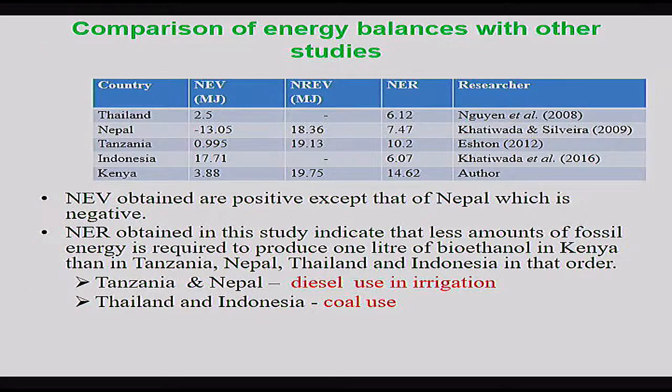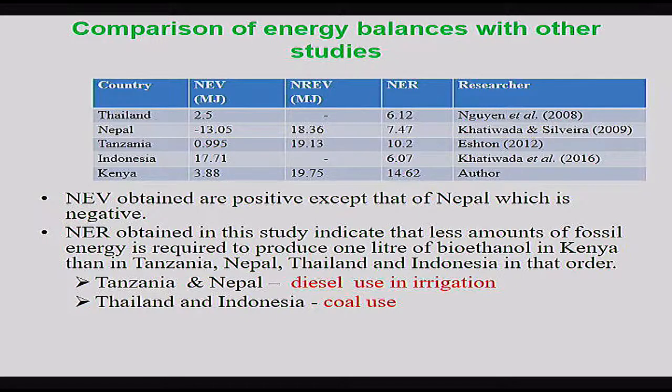Then I did the comparison of energy balances with other studies, again with the same countries. And again, what you observe, the net energy values obtained are positive, except that of Nepal, which is negative. Then the net energy ratio obtained in this study indicates that less fossil energy is used to produce 1 liter of bioethanol in Kenya than in Tanzania, Nepal, Thailand, and Indonesia in that order. And again, I've indicated the reasons why the fossil energy use is high in Tanzania and Nepal, and in Thailand and Indonesia.